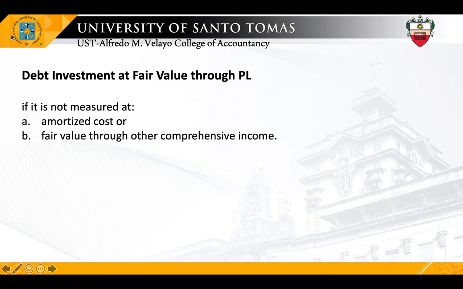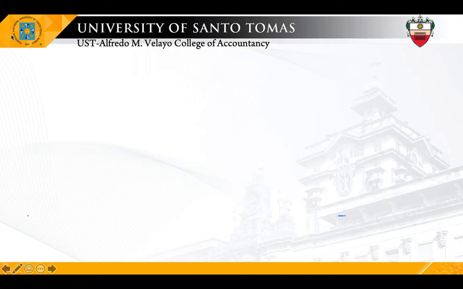So debt investments at FVPL are those that are held in the business model for selling financial assets when the opportunity for profit-taking arises because of fluctuations in fair values and interest rates. So the intention of the company is short-term profit or loss. Thus, these debt investments are primarily held for trading purposes. Okay, so now that we're through with the classification, let's proceed with the measurement.